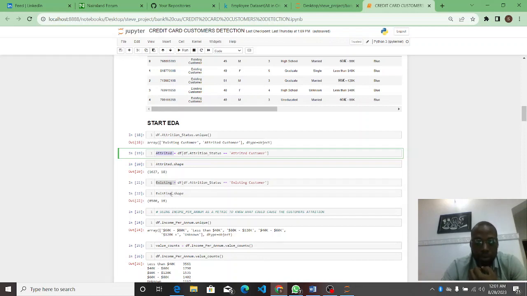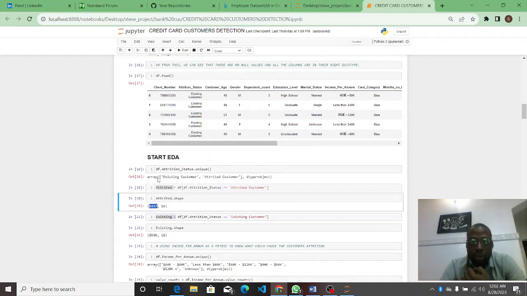But then the bank is quite interested in knowing why these 1627 individuals churned. Why are these individuals no longer interested in using the credit card service for the bank? That is what we are interested in. So we have to dive deeper into the analysis to get the whys.